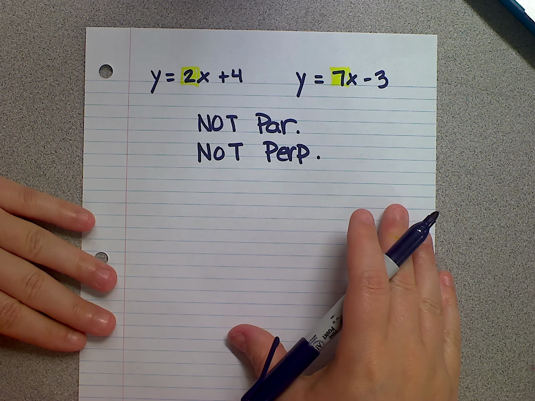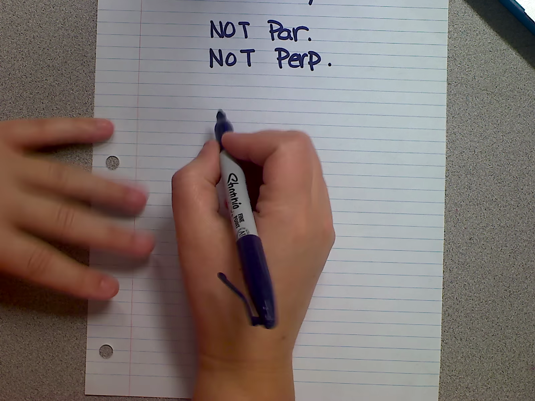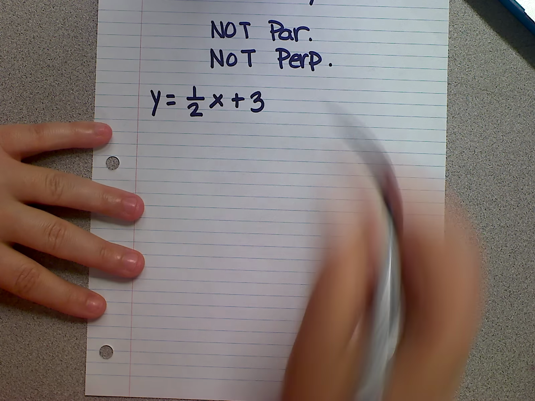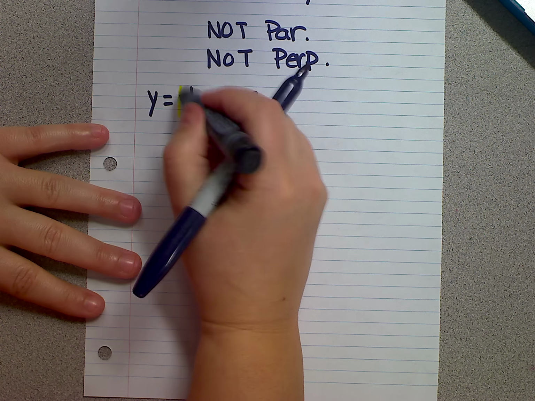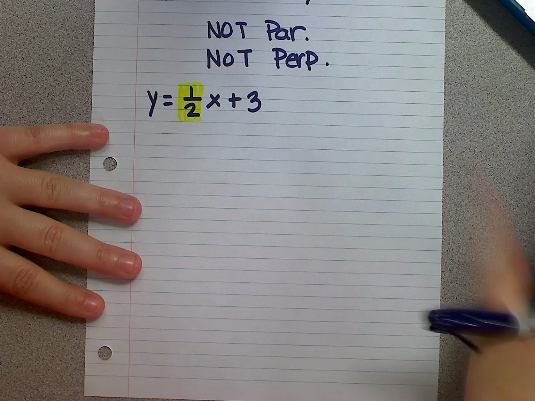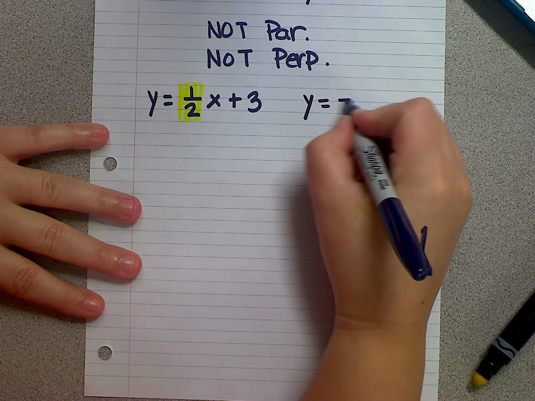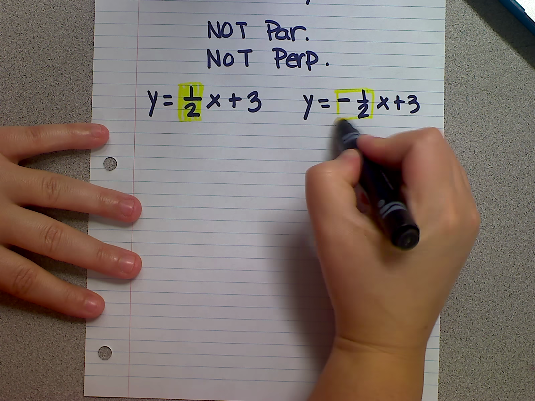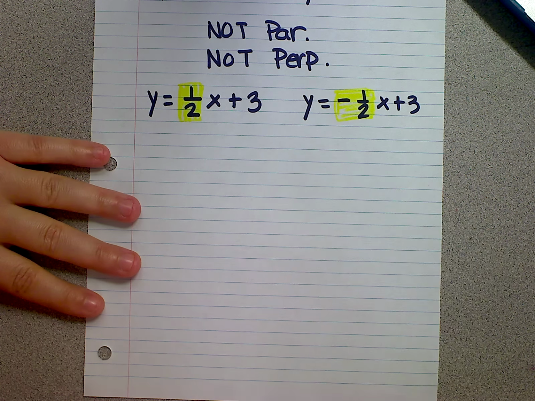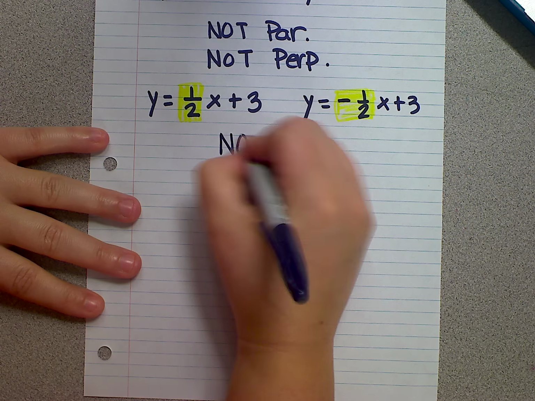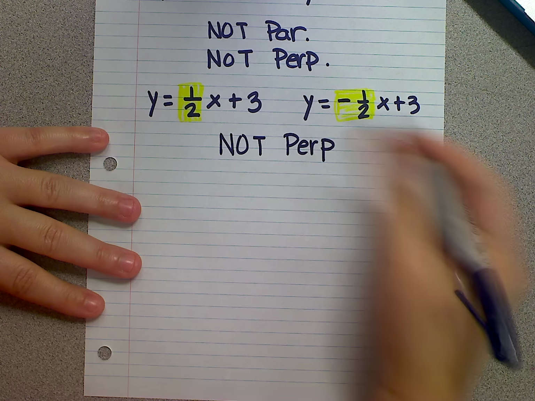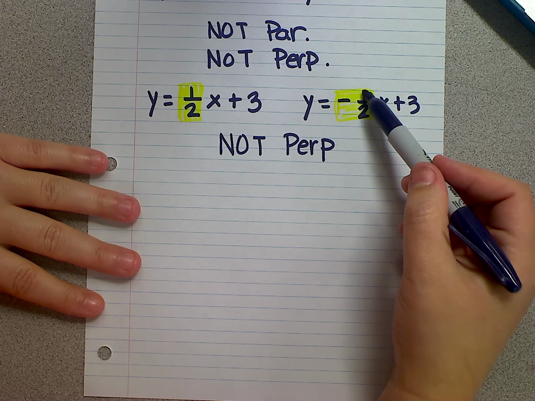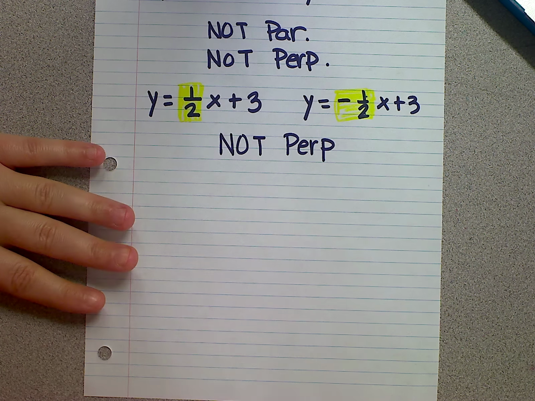So let me give you an example of how they're going to try to trick you. y equals 1/2 x plus 3. They're going to want you to look at this slope, and they're going to say, okay, well, what is y equals negative 1/2 x plus 3? And you're going to say, oh, those are opposite. Maybe they're perpendicular. No way. These are not perpendicular because this number 1 over 2 needs to be flipped, or the reciprocal, which we call 2 over 1. So that's not perpendicular. That's one way they're going to try to trick you.